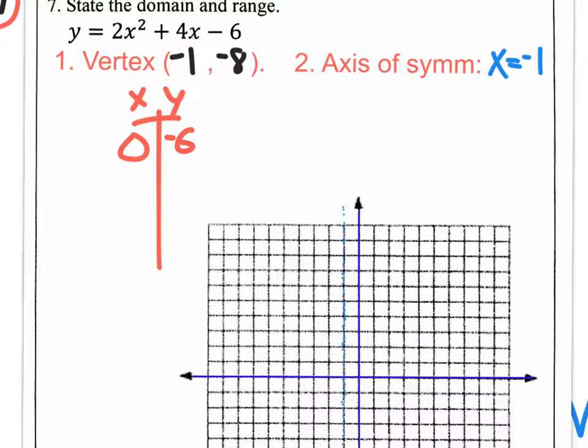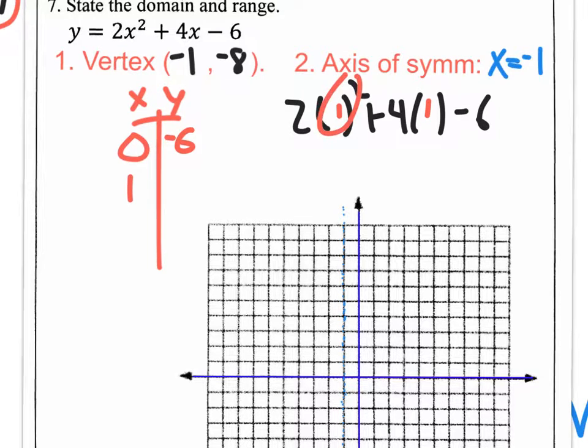What other number would you like to plug in? 1. Because that's also on the right side. Okay, so let's plug in 1. You might want to show your work. I don't know. It's up to you. 2 times 1 squared plus 4 times 1 minus 6. So plugging in a 1 right there, you'll get 1 squared, that's 1. So you have 2 times 1 plus 4 minus 6. So that's really going to be 2 plus 4 minus 6. 2 plus 4 minus 6? 0. Right? 2 plus 4 is 6. Minus 6 is going to be 0. So for my input 1, I get an output 0.